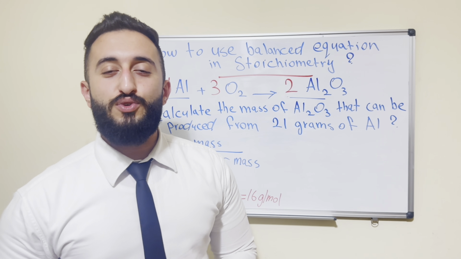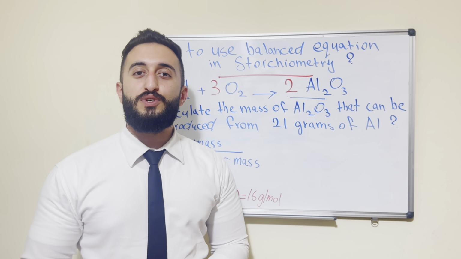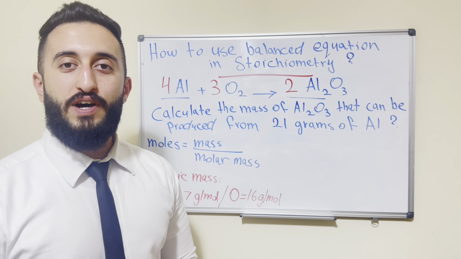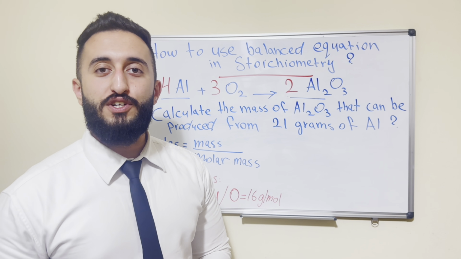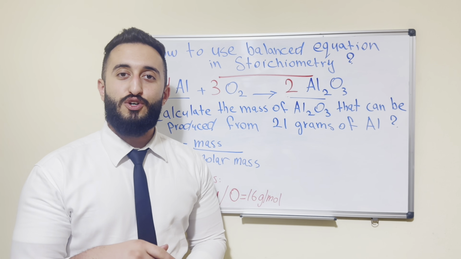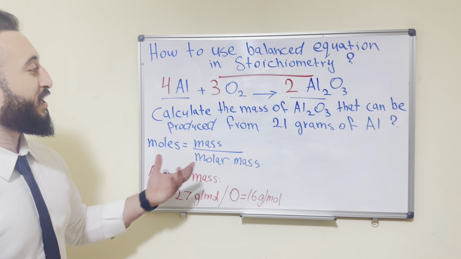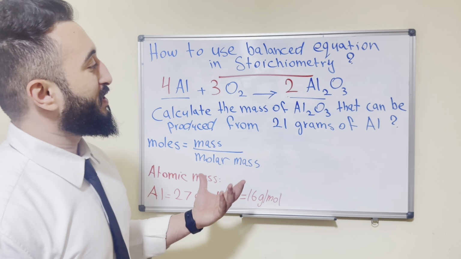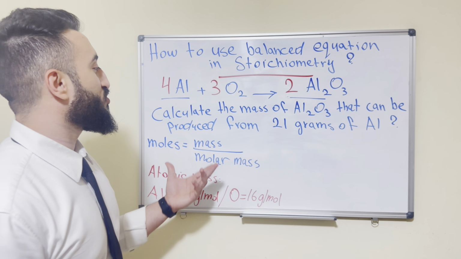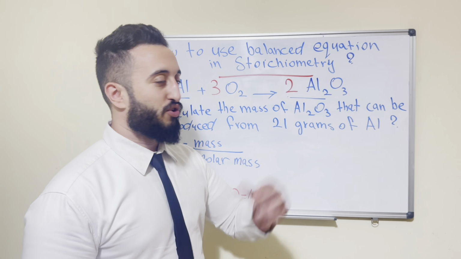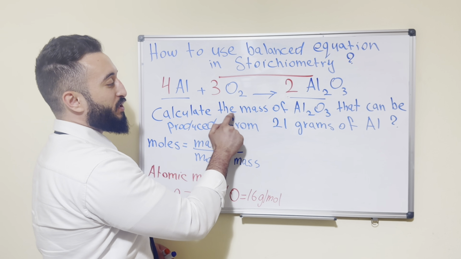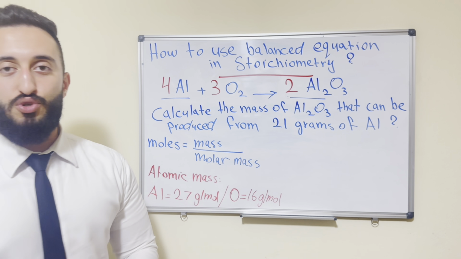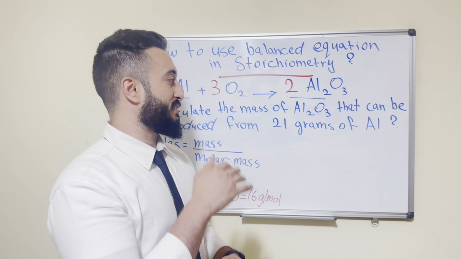Hi, in this video we are going to find how we can use a balanced equation to find stoichiometry. In this video we are going to find the conversion from mole to mass or from mass to mass. Calculate the mass of aluminum oxide that can be produced from 21 grams of aluminum. So here we have mass and we need to calculate what mass. So we are moving from mass to mass.